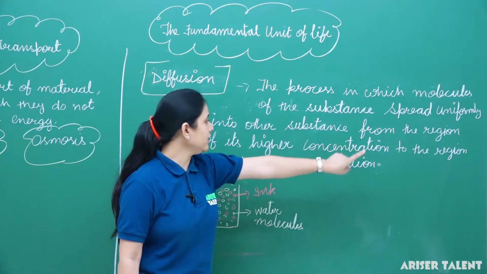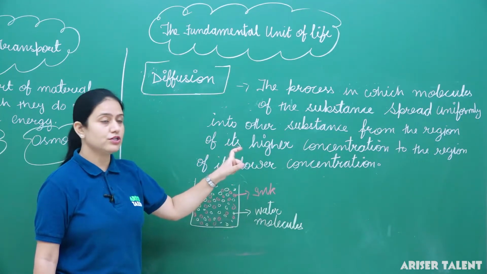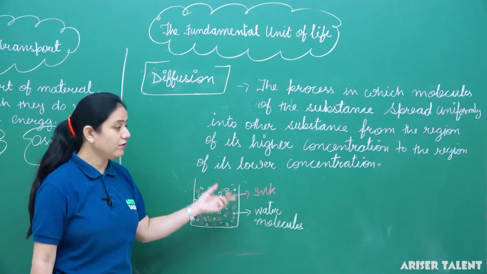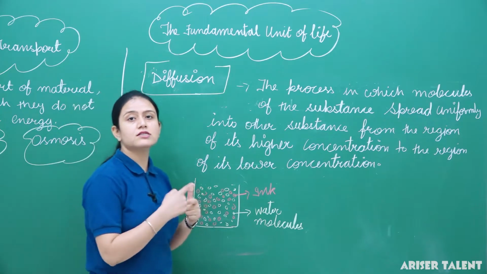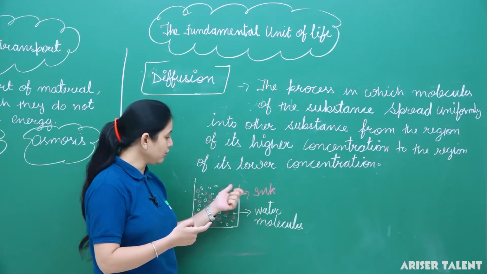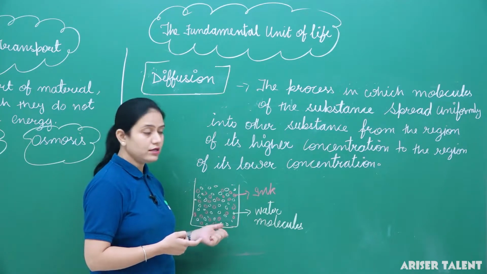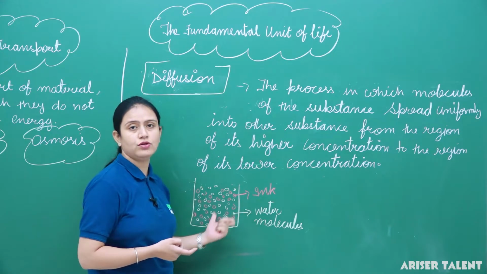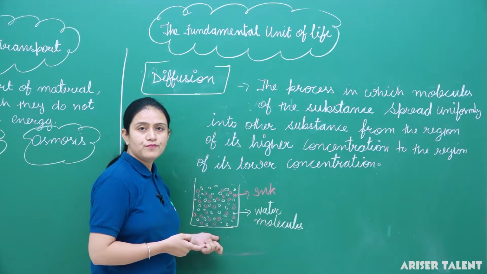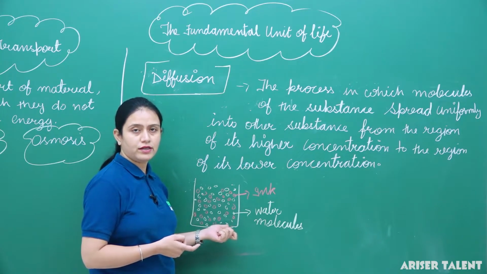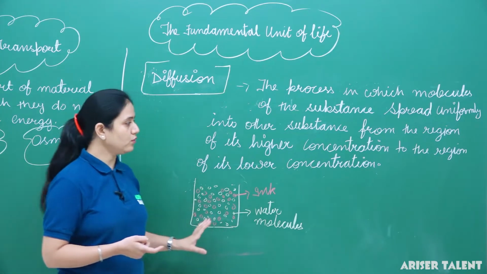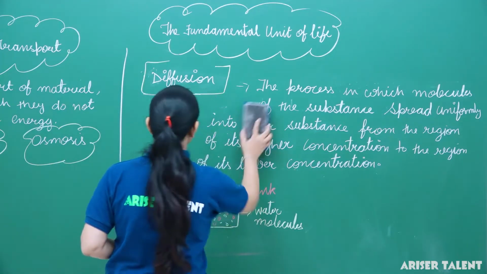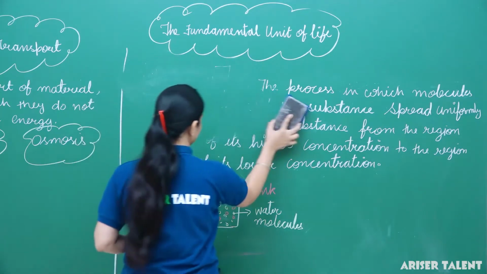Because they move from the region of higher concentration to the region of lower concentration. Here we have added ink, so the concentration of ink is higher here than the concentration outside. Once we put the drop of ink here, it spreads uniformly from the region of higher concentration to the region of lower concentration. So, this is all about diffusion. Now, we will talk about the significance of diffusion.